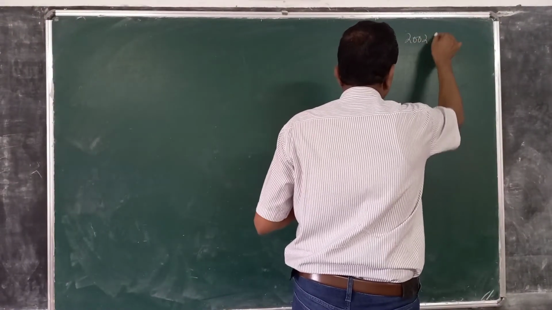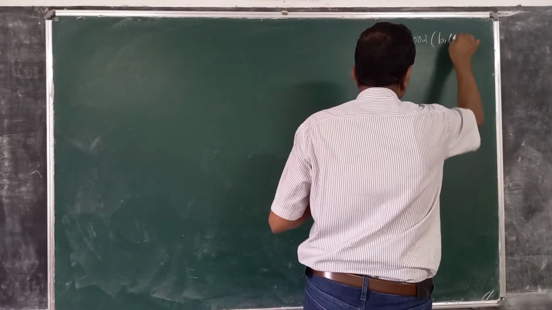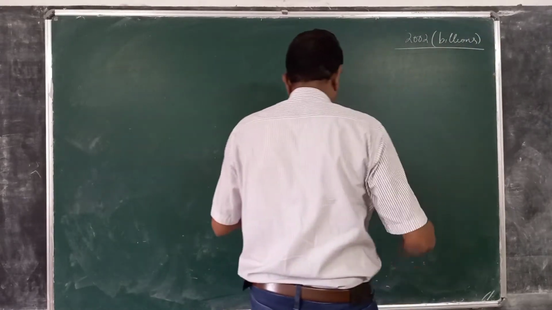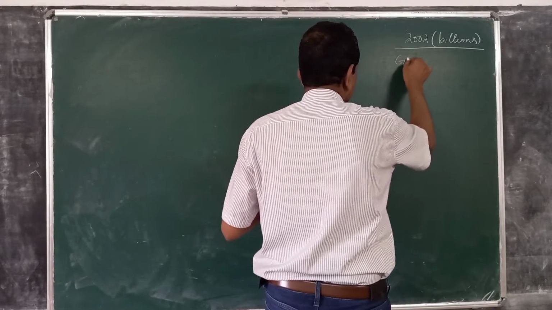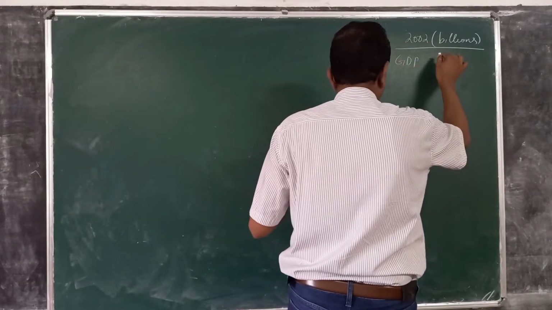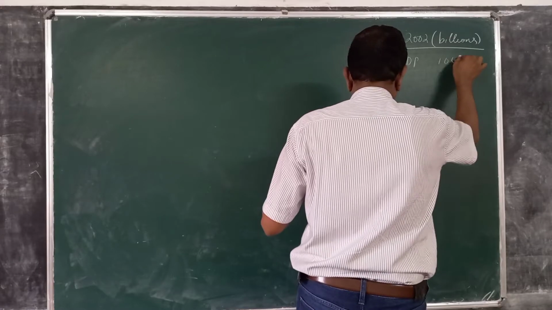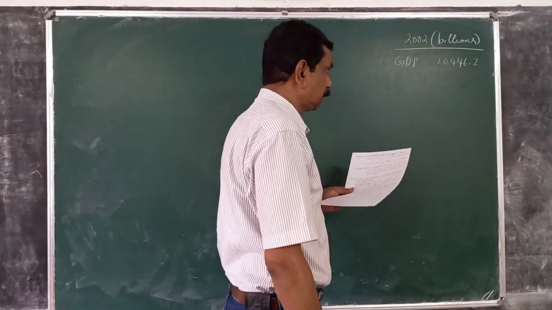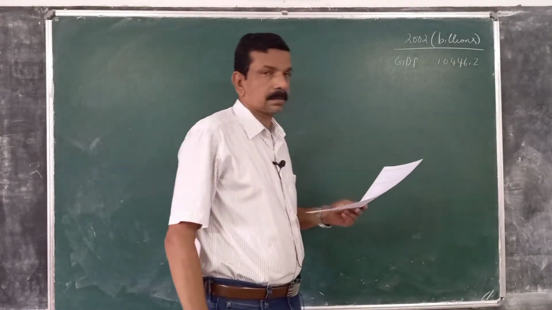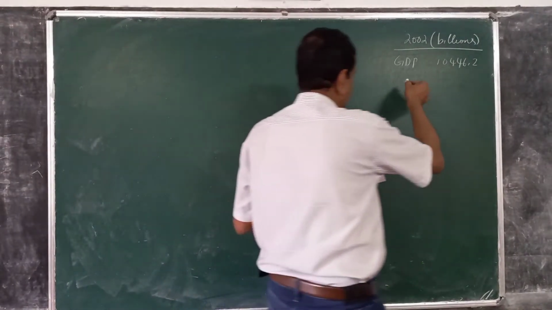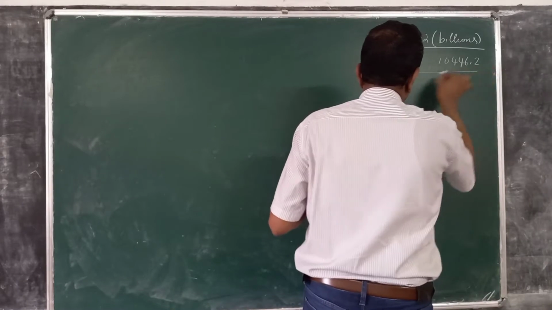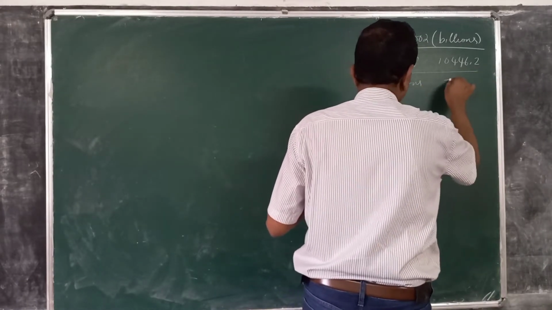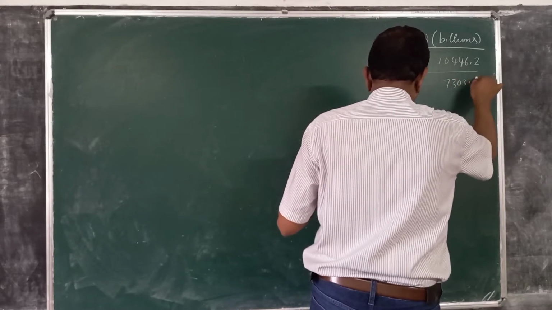In 2002, in billions of dollars, GDP was $10,446.2 billion. Of this, the consumption component is 7303.7.